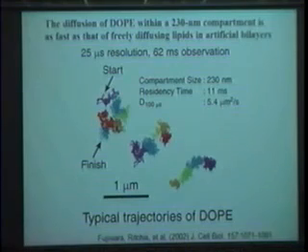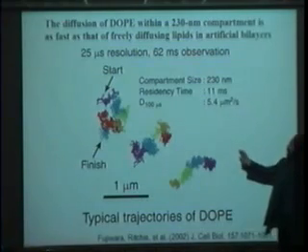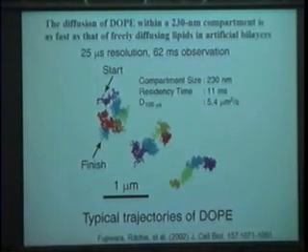These are trajectories of DOPE on NRK cells done at 25 microseconds per frame. This is using the gold, so we can go to these extreme time resolutions. The compartment size for the smaller compartments on NRK is 230 nanometers. Residency time is 11 milliseconds, and the diffusion coefficient inside of one of these domains is 5 microns squared per second.